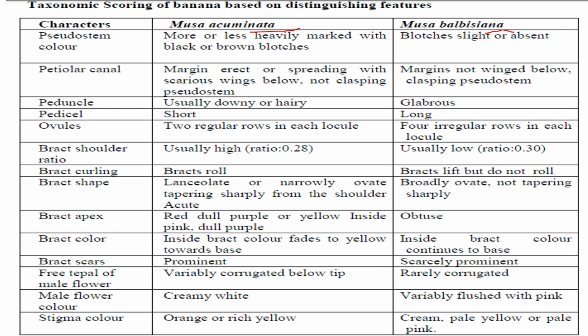As we have discussed earlier, this genomic scoring system was given by Simmonds and Shepherd in 1955, and if a character is close to Musa acuminata, we will be giving a score of 1. And if it is close to the character of Musa balbisiana, we will be giving a score of 5. And depending upon the intensity, we will be giving 2, 3 and 4 for in-between intermediate characters.